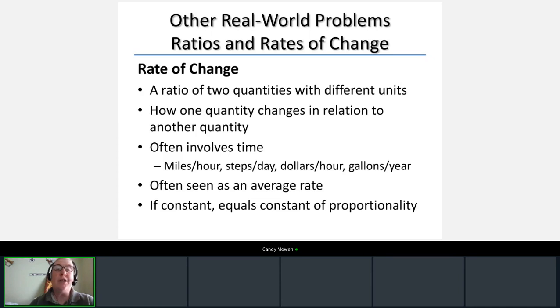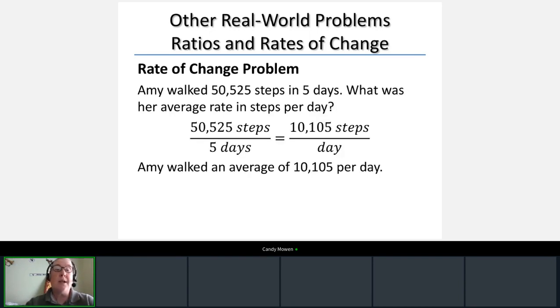Rate of change is a ratio of two quantities with different units. It shows how one quantity changes in relationship to the other quantity. Often this is in terms of miles per hour, steps per day, dollars per hour, gallons per year. Often seen as an average rate, or it's consistent with the constant of proportionality.